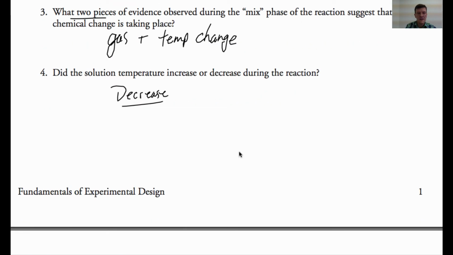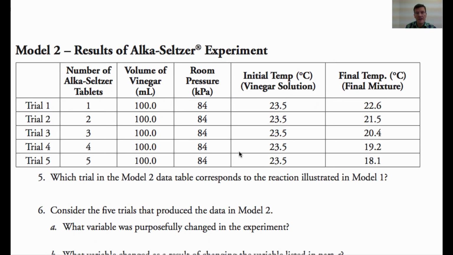Okay? Alright, moving on to Model 2. Now what we have is, you look at that in Model 1, the setup of the experiment. Now we actually have some data. And notice that they ran this trial 5 different times.